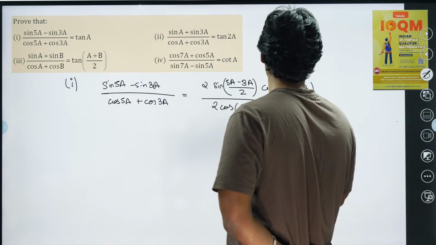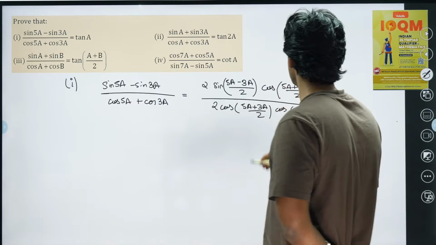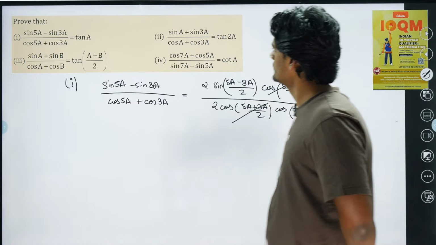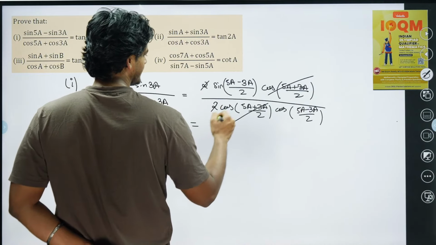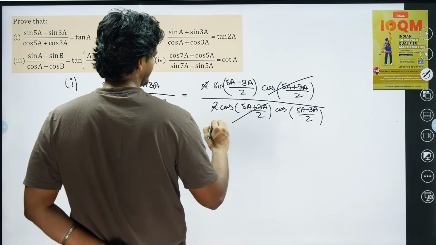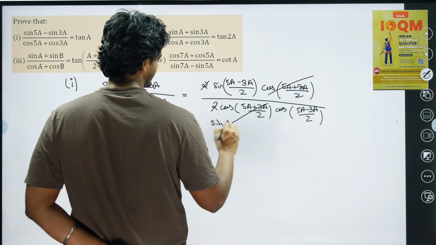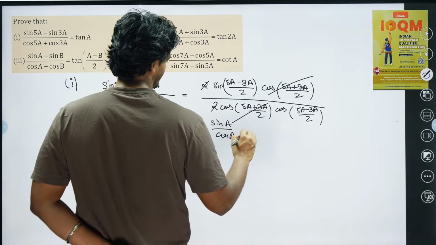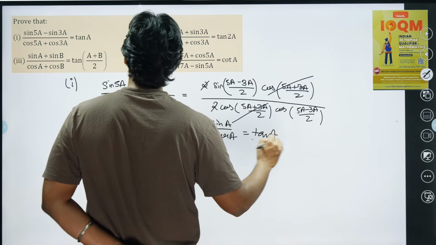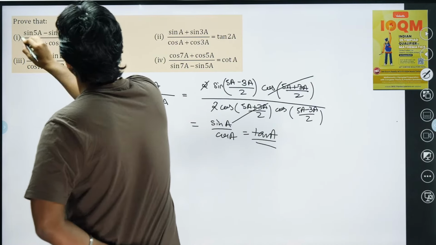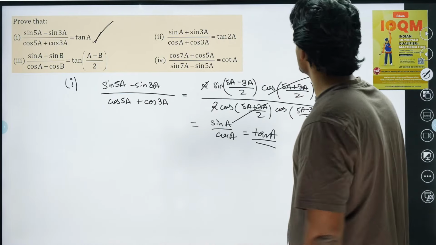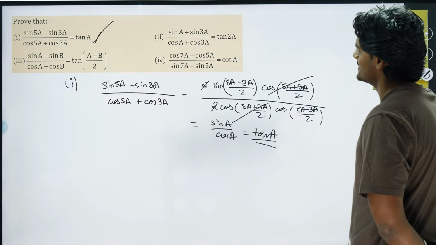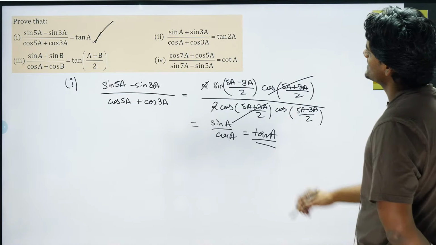You see that I can cancel out these two, so this 2 will get cancelled. This is sine 2a by 2, which is sine a by cos a, simply tan a. So this is done. Like this is so simple. Why did I give so many pages for this?